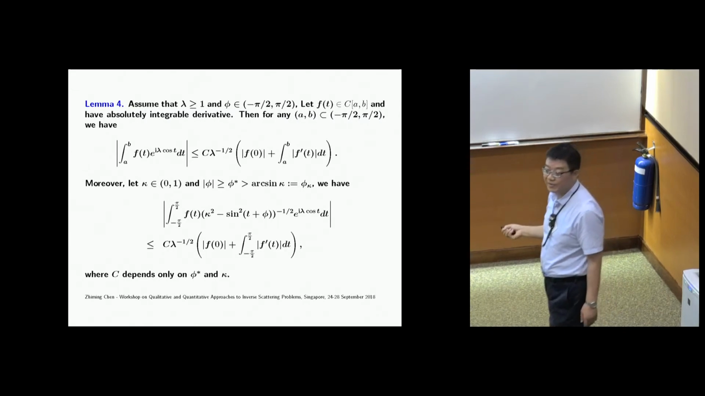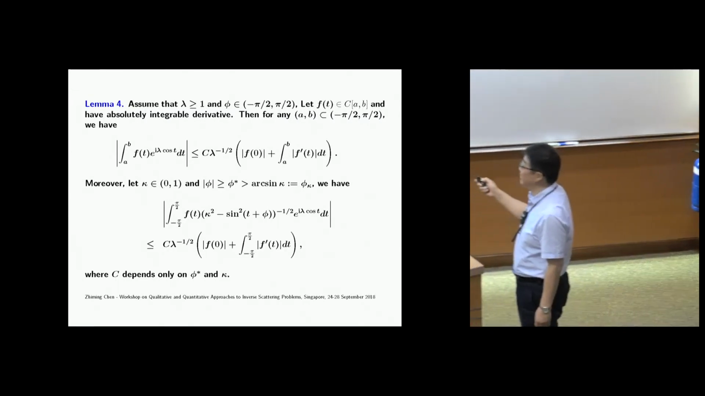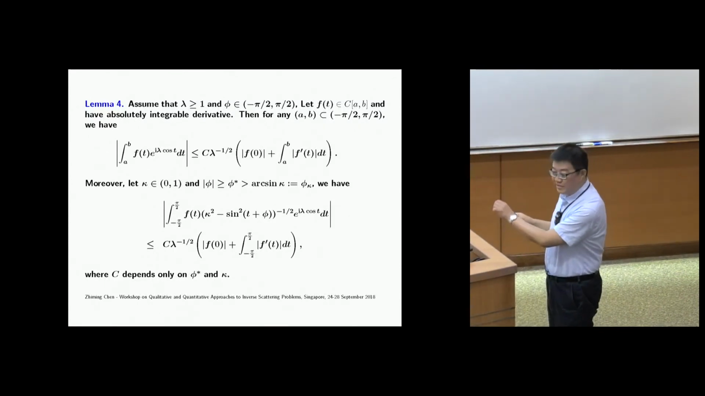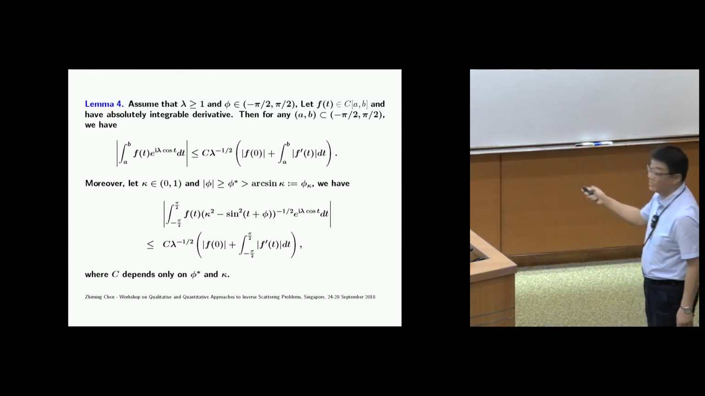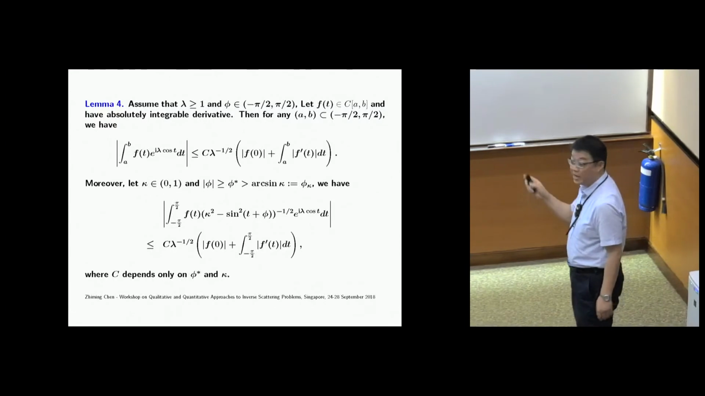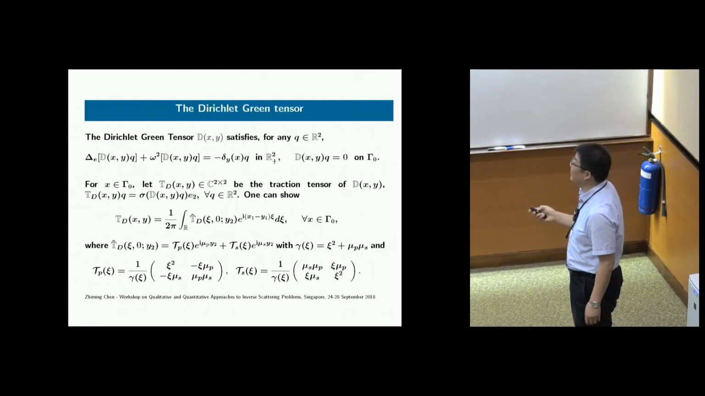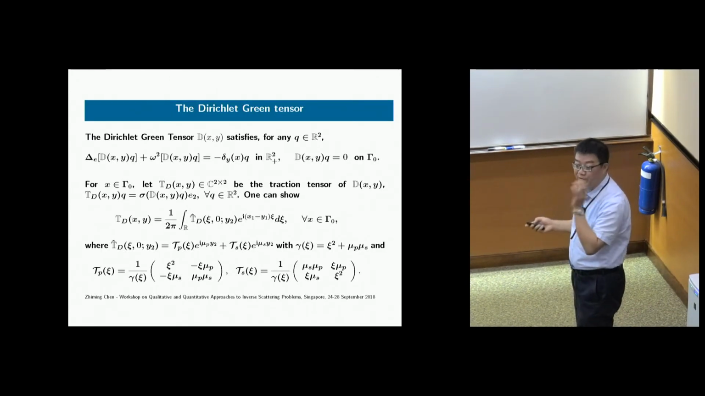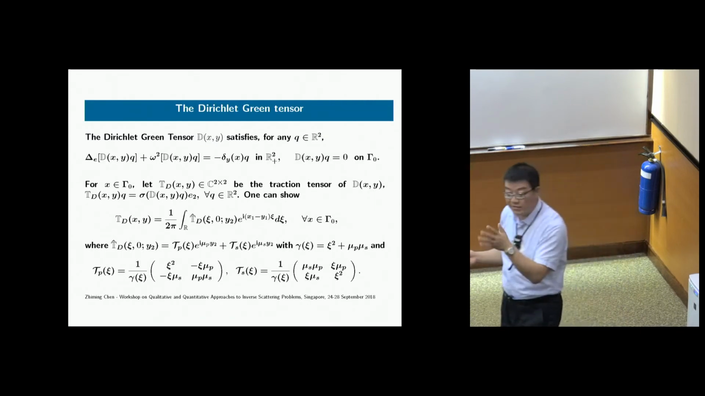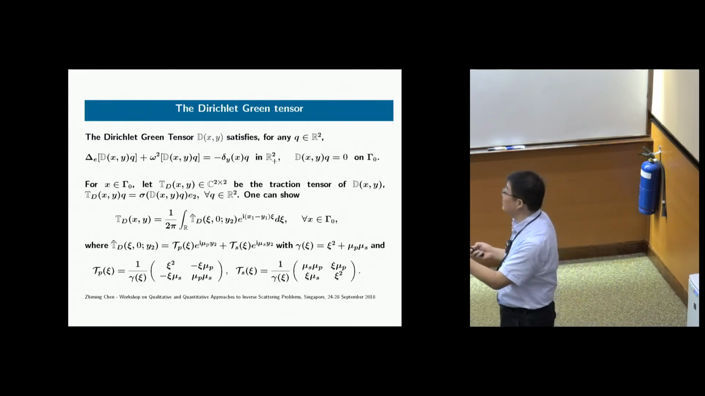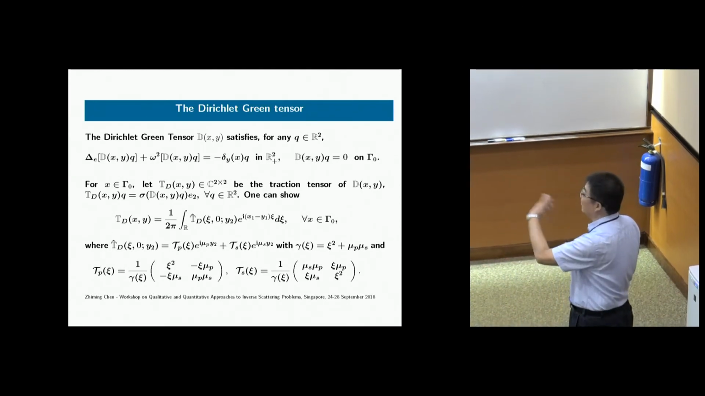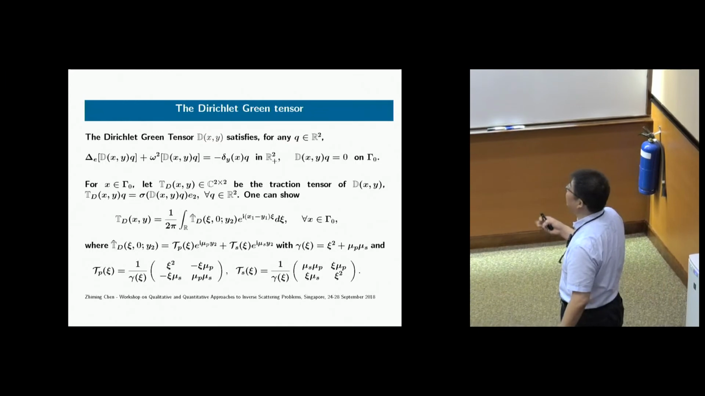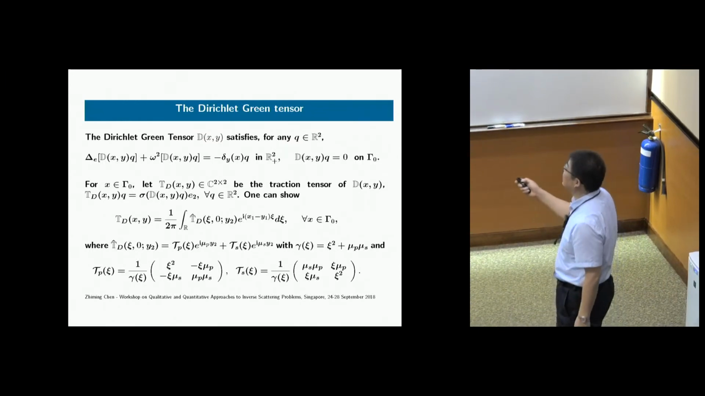The secret is that the singularity of this function and the stationary points of the phase are different. They have a gap. Then you can play with it and get this decay behavior. This is the key. With this you can prove the correct decay of the Neumann-Green's tensor for the half space elastic problem.